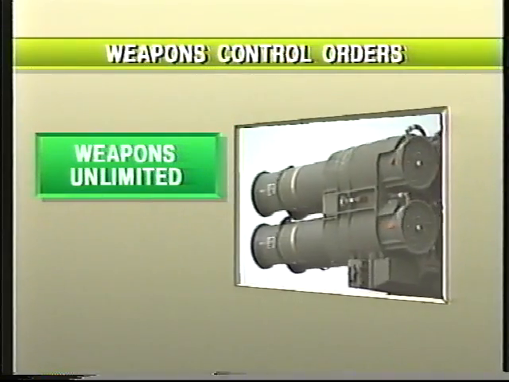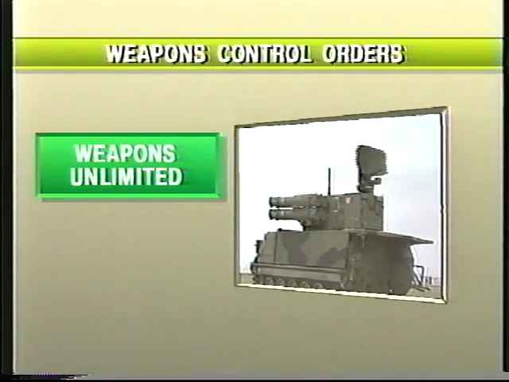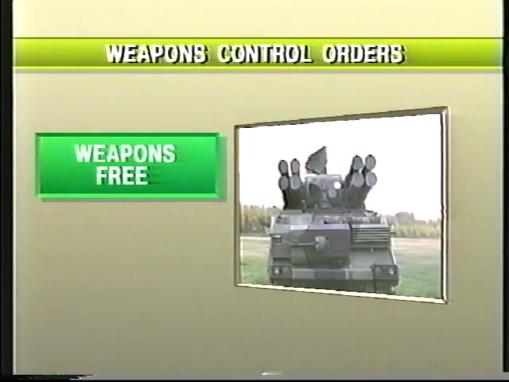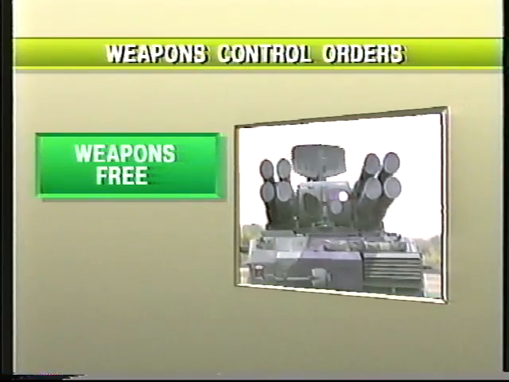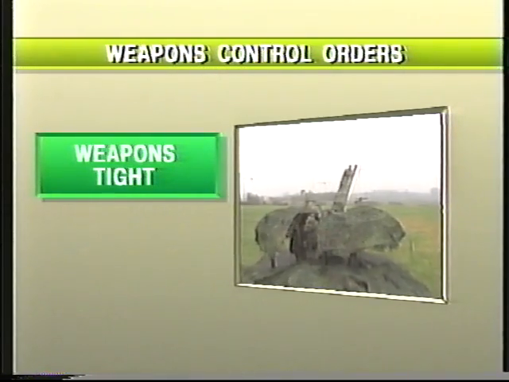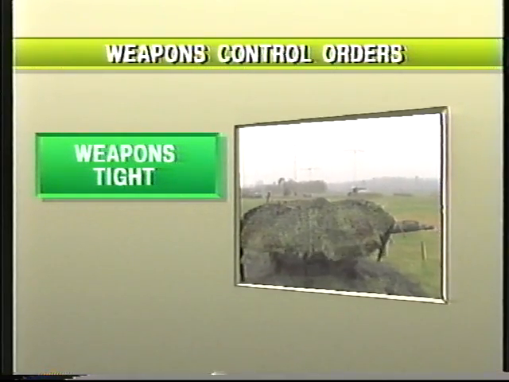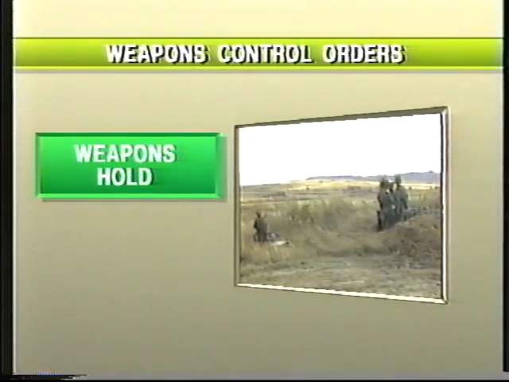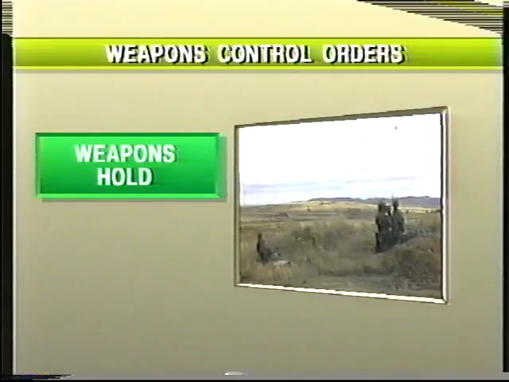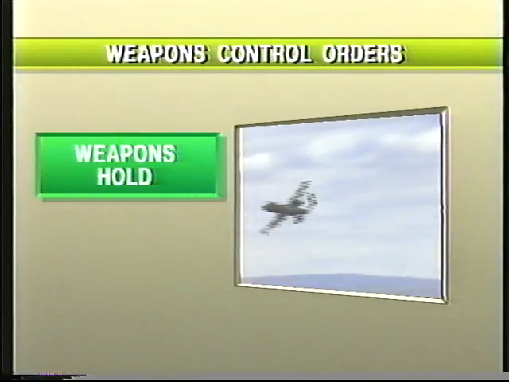These orders are defined as weapons unlimited, which permits weapons to be fired at any aircraft. Weapons free, which allows firing at all aircraft not identified as friendly. Weapons tight, which only allows firing at aircraft or targets positively identified as hostile. And weapons hold, when systems may only be fired in self-defense or in response to a formal order. They may be used in combination and locally modified with additional restrictions.